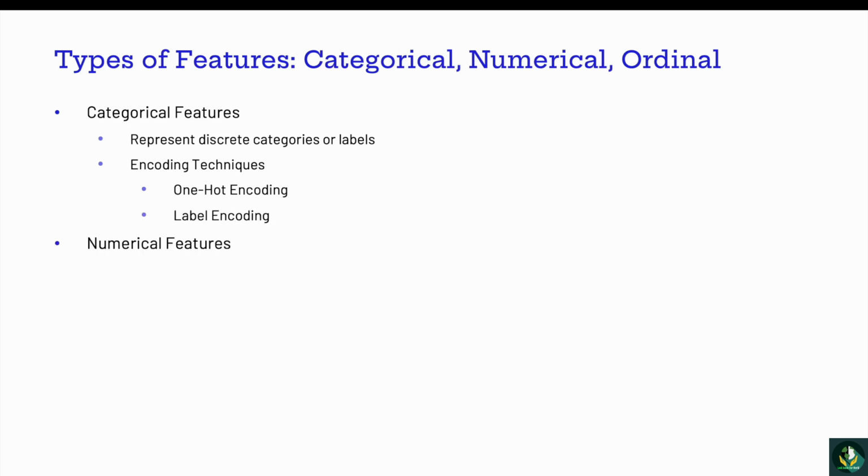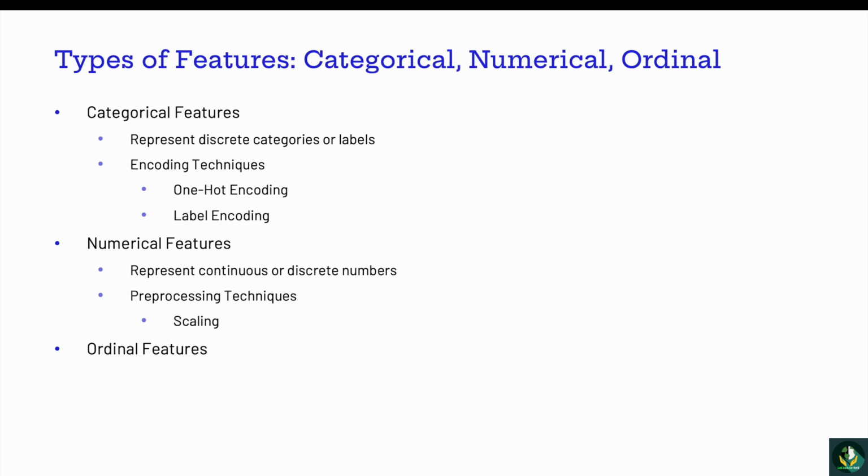And numerical features represent continuous or discrete numbers. Examples are age, salary, temperature. The pre-processing technique here is scaling. Examples can be min-max scaling or standardization.